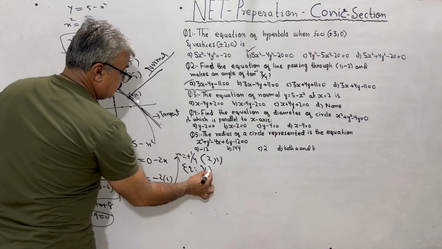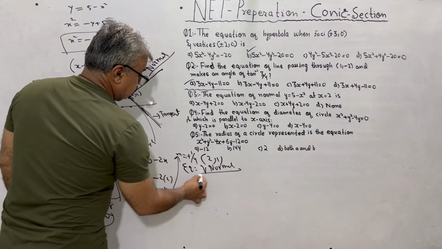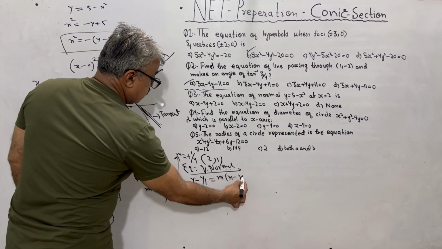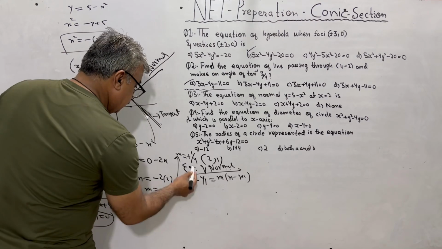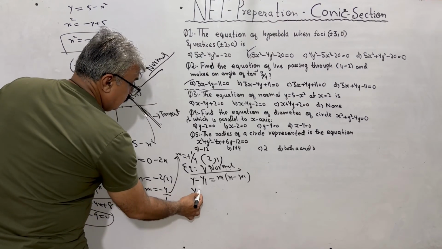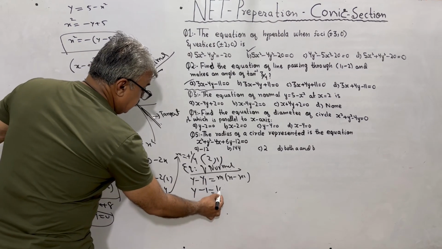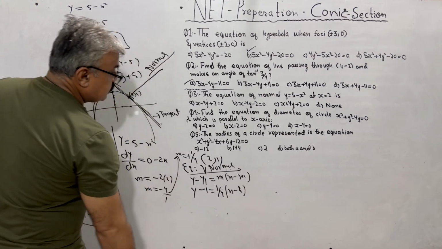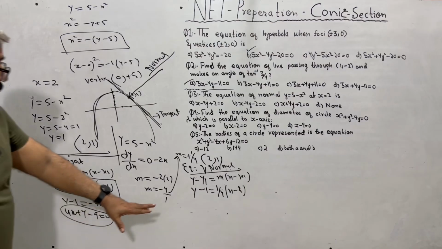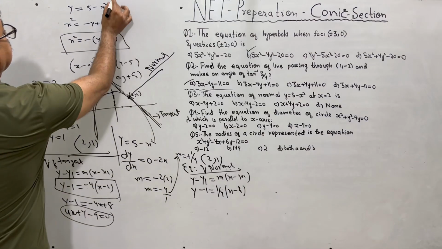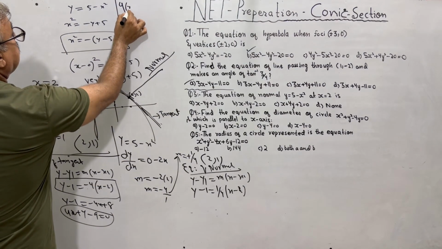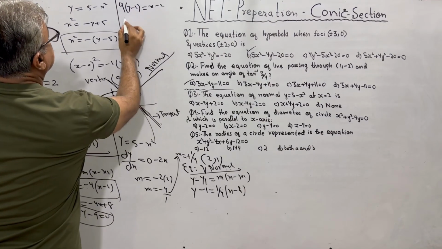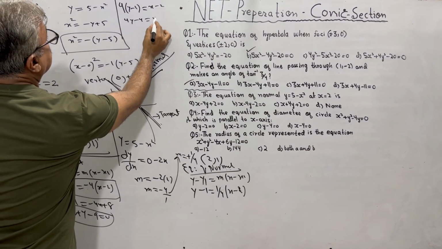Equation of normal is y minus y1 is equal to m times x minus x1. Putting in our slope: y1 is 1, slope is 1 over 4, x minus 2. Multiplying by 4, it becomes 4 times y minus 1 is equal to x minus 2, so 4y minus 4 is equal to x minus 2.